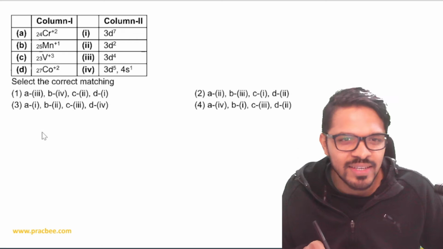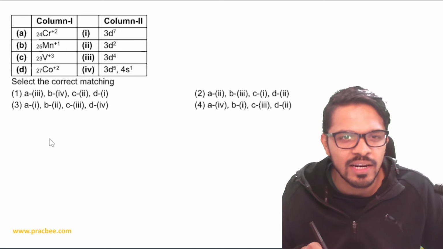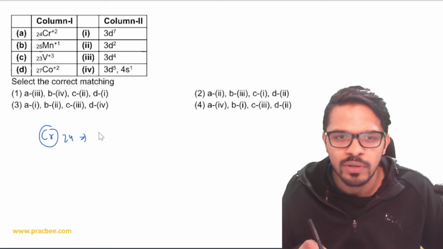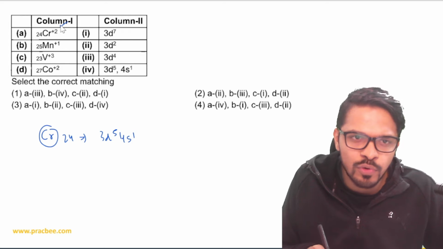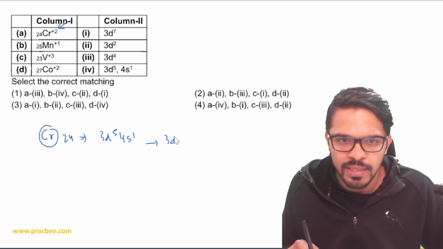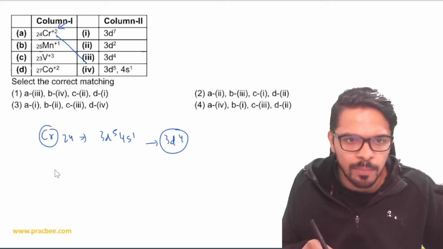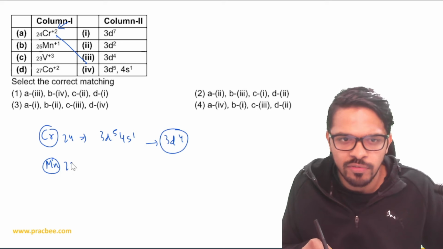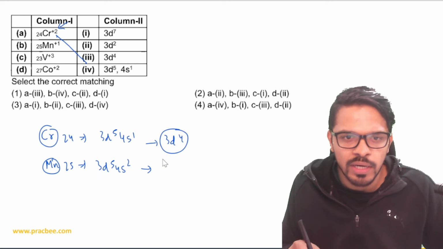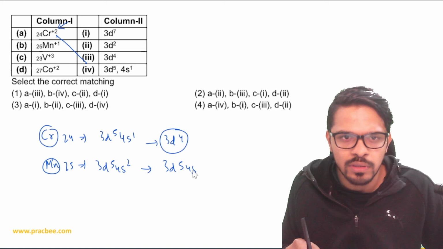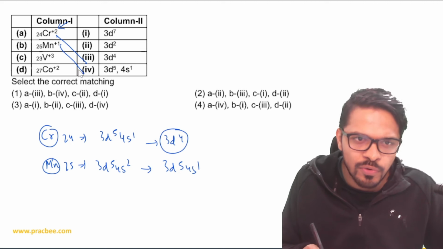Next question is very easy. They are basically asking the electronic configurations. If we talk about chromium, we know chromium is 24, which is 3d5 4s1, and if I remove 2 electrons, I will get 3d4. So A should be matched with third. Mn is basically 25, 3d5 4s2. If I remove 1 electron, it should be 3d5 4s1. So it should be matched with 4.